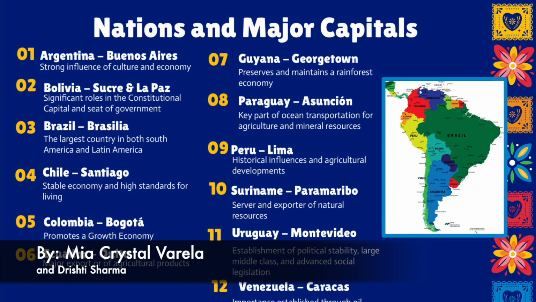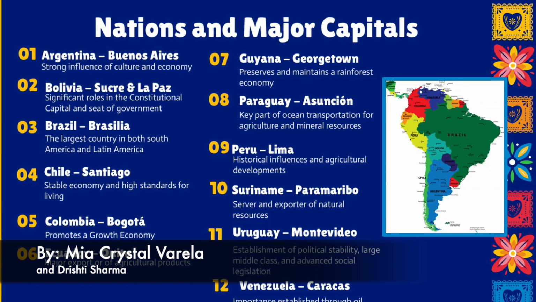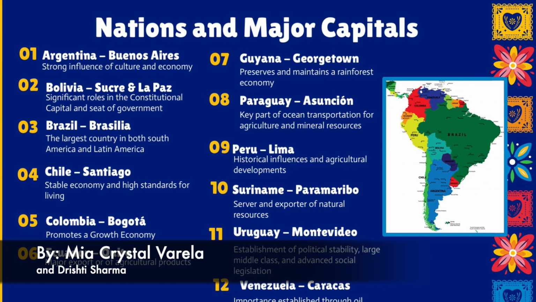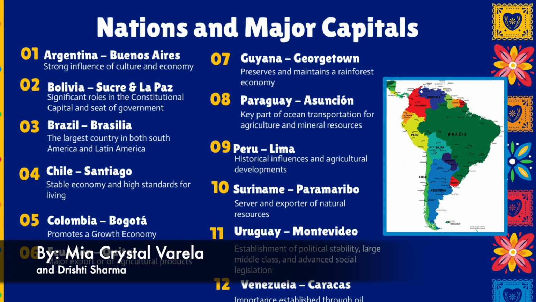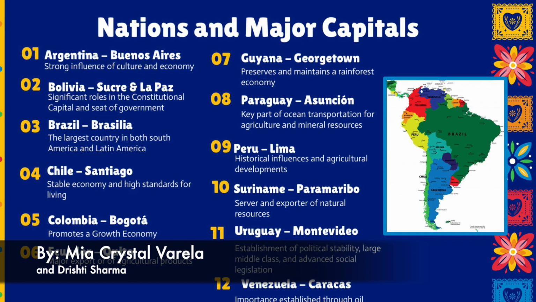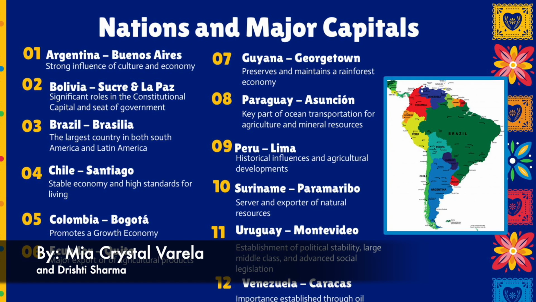Number 5, we have Colombia, which has a major capital, Bogota, and this promotes growth economy. So as you see different advances in technology and agriculture, you're going to see Colombia try to grow with these as well. Number 6, we have Ecuador, which has a major capital of Quito, and this is an export nation which has a high rate of agricultural products being exported out of it.